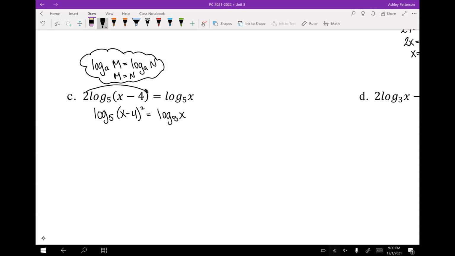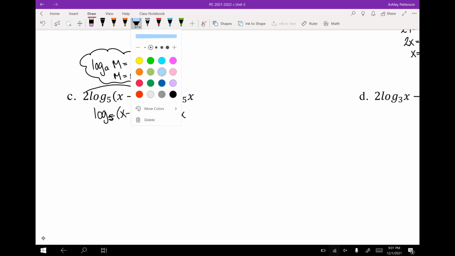Since the bases are, oh my golly, driving me batty, everyone.